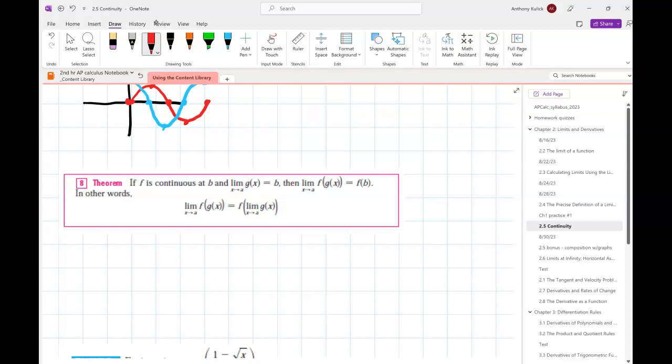Even better, here we go. If f is continuous at b, and the limit as x approaches a of g of x is equal to b, then the limit as x approaches a of f of g of x is equal to f of b. In other words, we can push that limit inside of the composition.